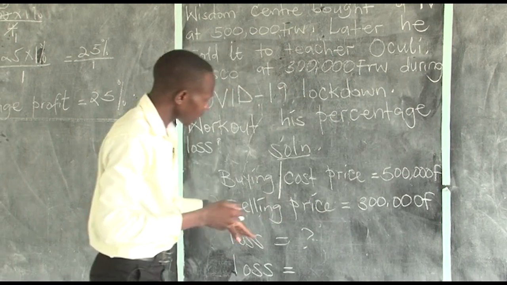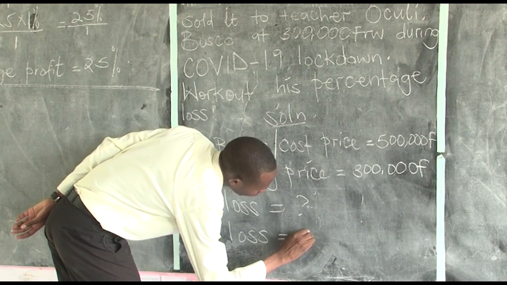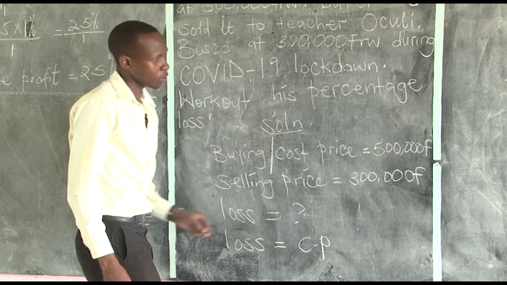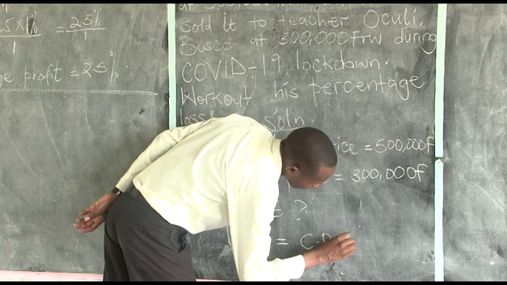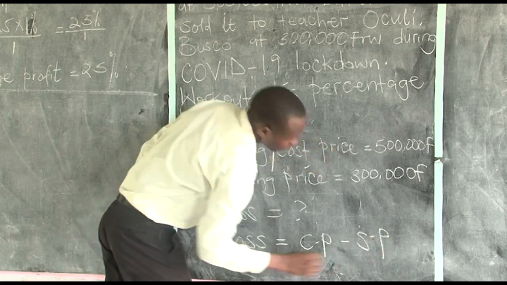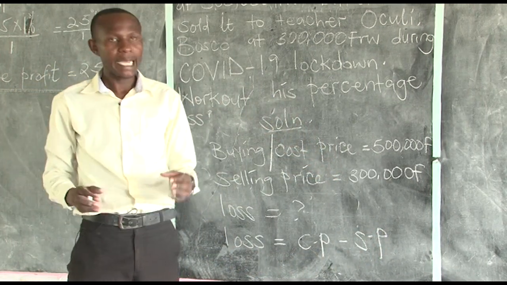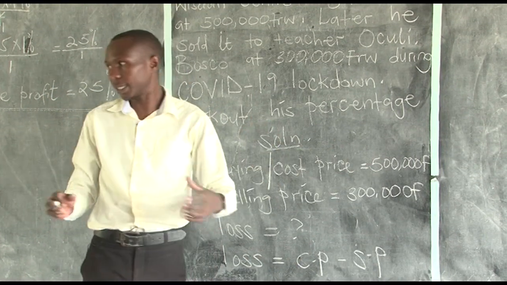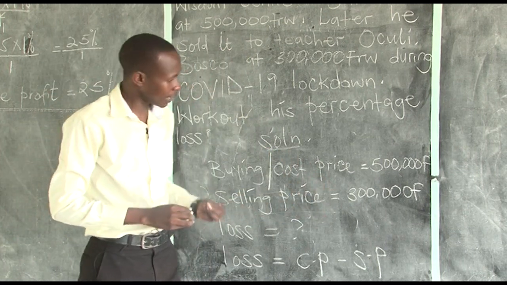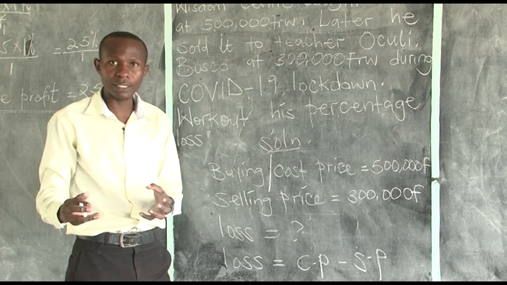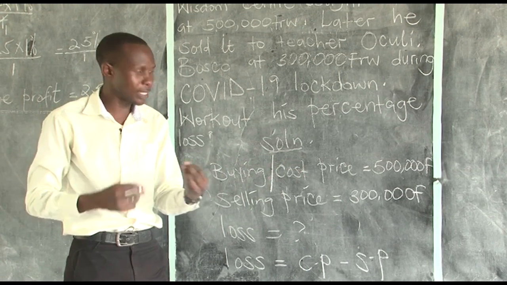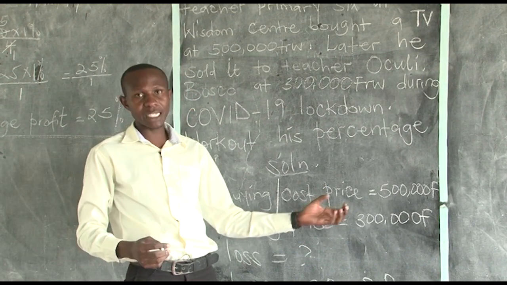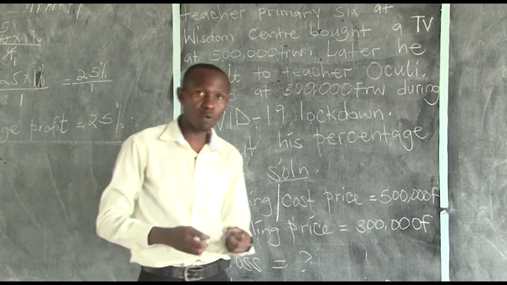Okay, so the loss is equal to cost price minus selling price. There we are, now finding the loss. Do we know how much the cost price was? Yes, the cost price was 500,000. Do we know the buying price? Yes, 500. Do we know the selling price? Yes, 300. If selling price is 300, then cost price is 500. We are able now to find the loss.